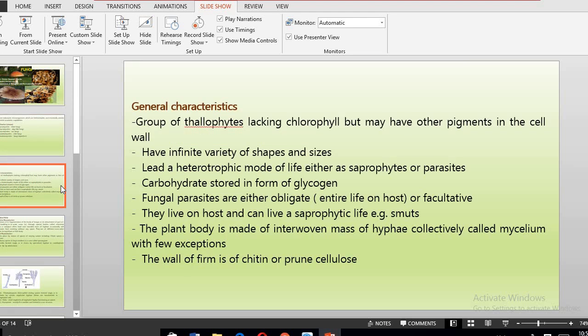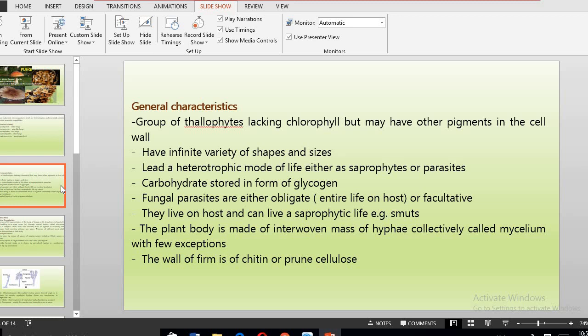The general characteristics of fungi. Fungi are a group of thallophytes. That means their bodies are thallus and they do lack chlorophyll but have other pigments in their cell wall. Remember, in algae we had chlorophyll. They have an infinite variety of shapes and sizes. Of course, their mode of life is heterotrophic, but you'll find some living as either saprophytes or as parasites. The reserve carbohydrate in fungi is in the form of glycogen. You remember we mentioned this when we were looking at algae. We talked of starch in algae.